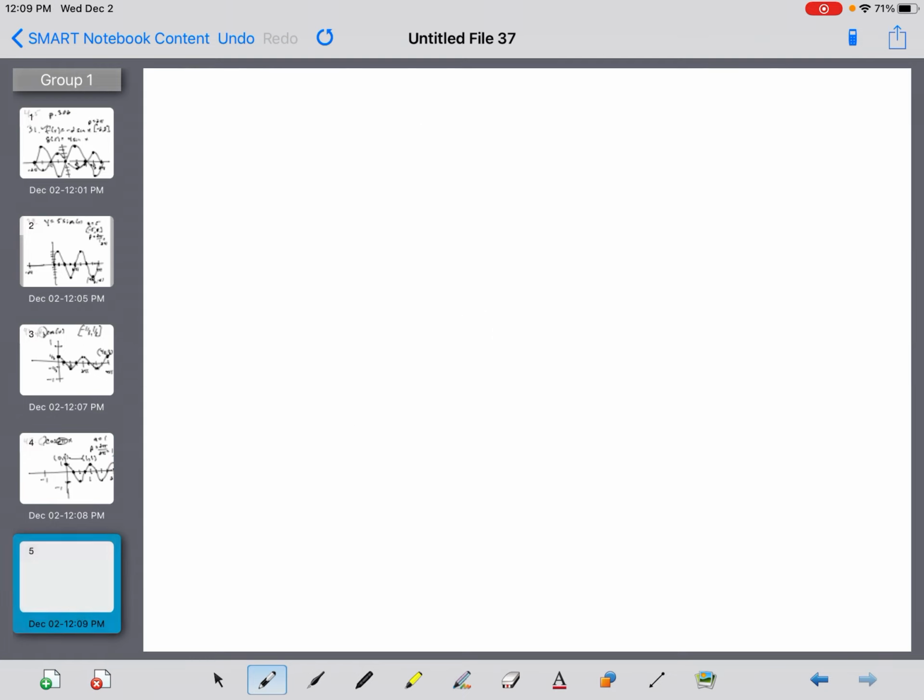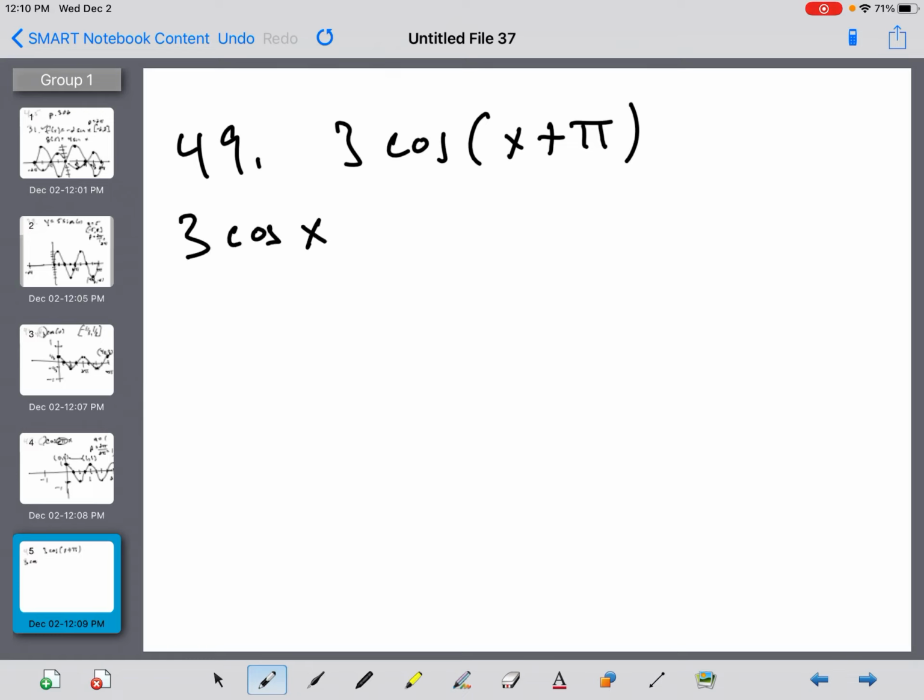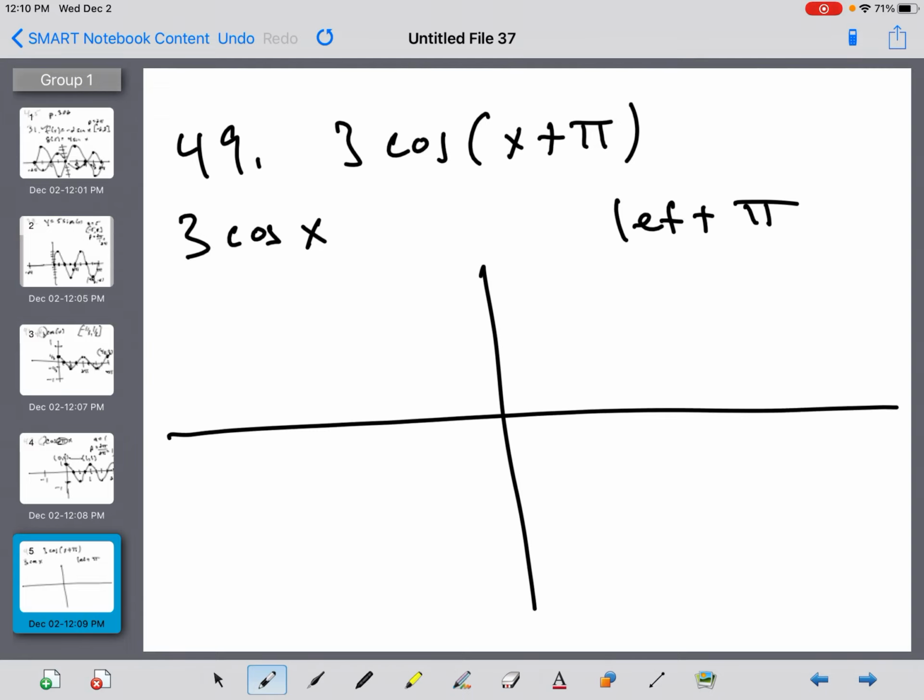Okay. What about 49? 3 cosine x plus pi. All right, I'm going to graph, first of all, 3 cosine x. And then I'm going to move it left pi units after I get done. All right. So the period is 2 pi over 1, which is 2 pi. The range is going to go negative 3 to 3.